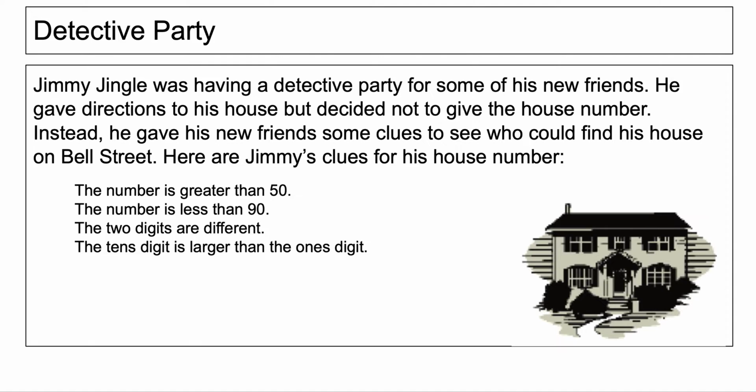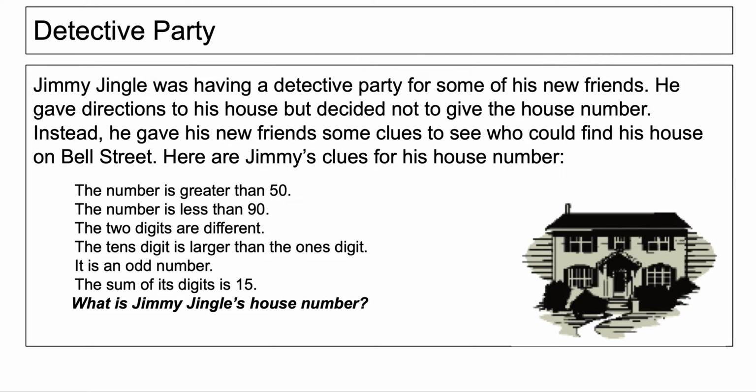Okay, so all the numbers like 92, something like 89, 78, 79, 56, 57, they're all out, right? So the tens digit should be larger than the ones digit. And it is an odd number, so all the even numbers are out. Did you get the answer yet? Probably not. And then it says the sum of the digits is 15. So using this, do you think you can find the answer easily?